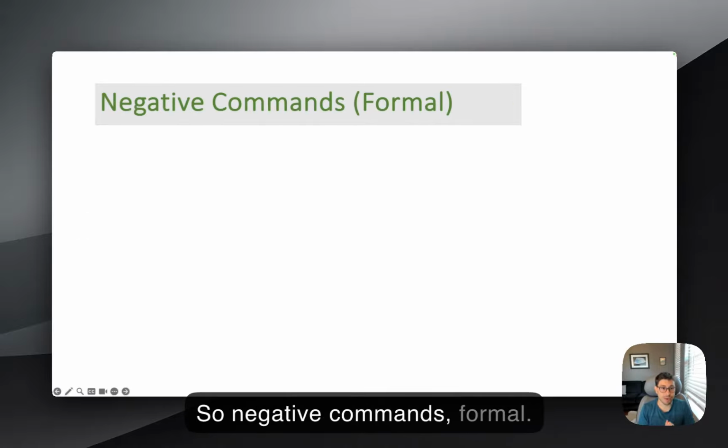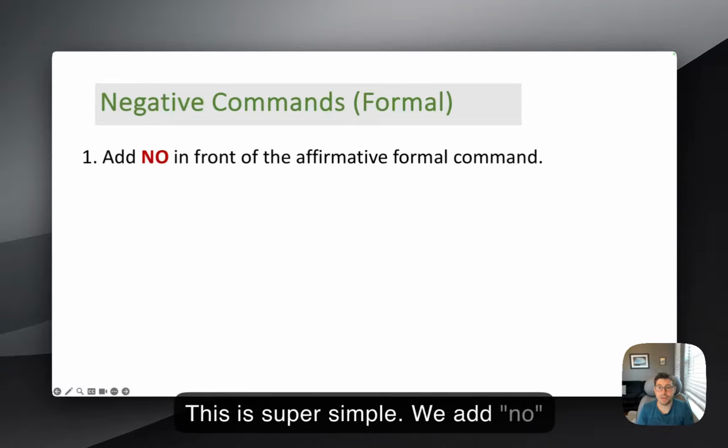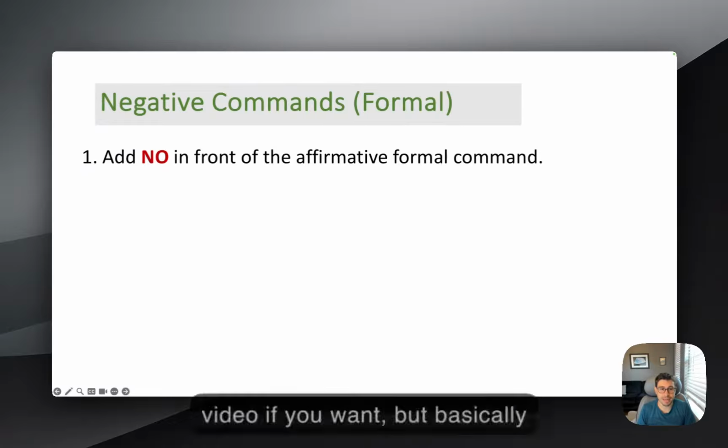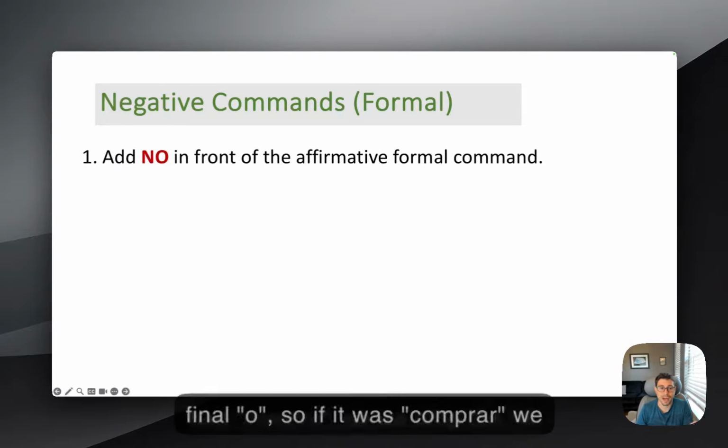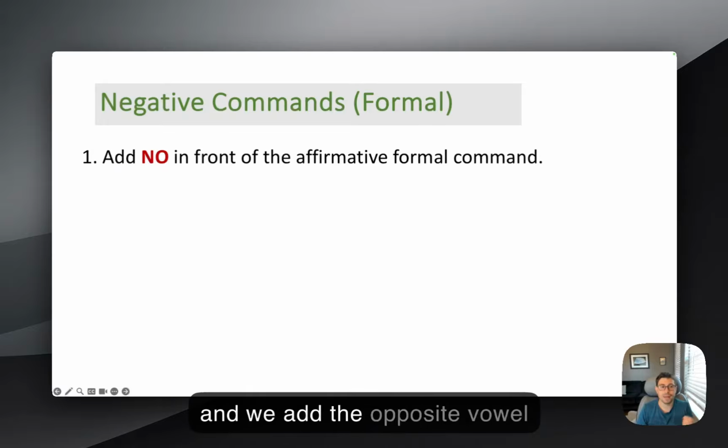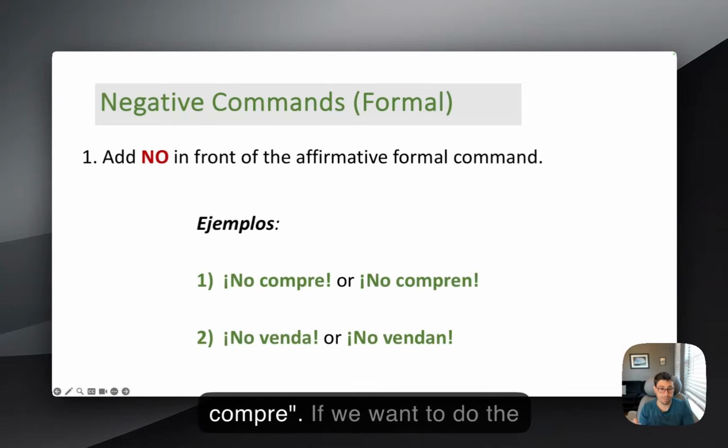So negative commands, formal. This is super simple. We add no in front of the affirmative formal command. You can review the video if you want, but basically like the formal command, we start with the yo form, we drop the final o, so if it was comprar, we had compro, so we drop the o, and we add the opposite vowel ending. So comprar, we add e, so it will be compre. So if we want to do the negative, no compre. If we want to do the plural negative, we do no compren. Or if we have vender, the opposite vowel is a, so no venda or no vendan if we're talking about ustedes.